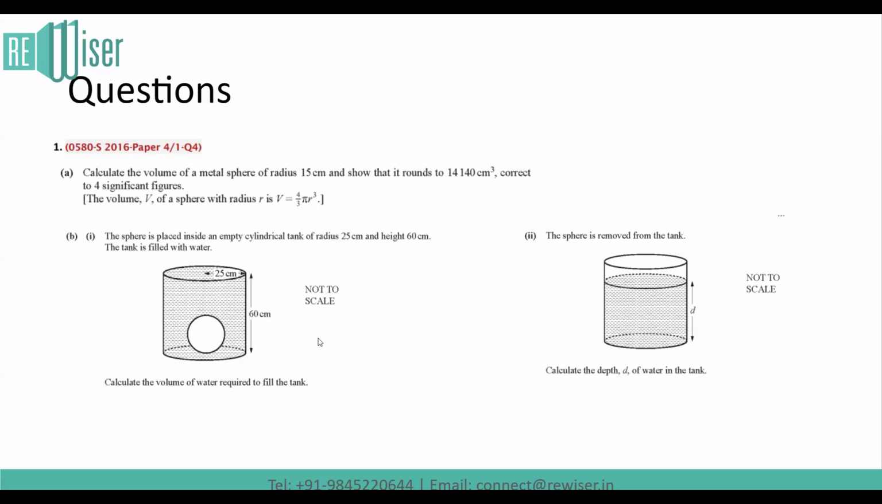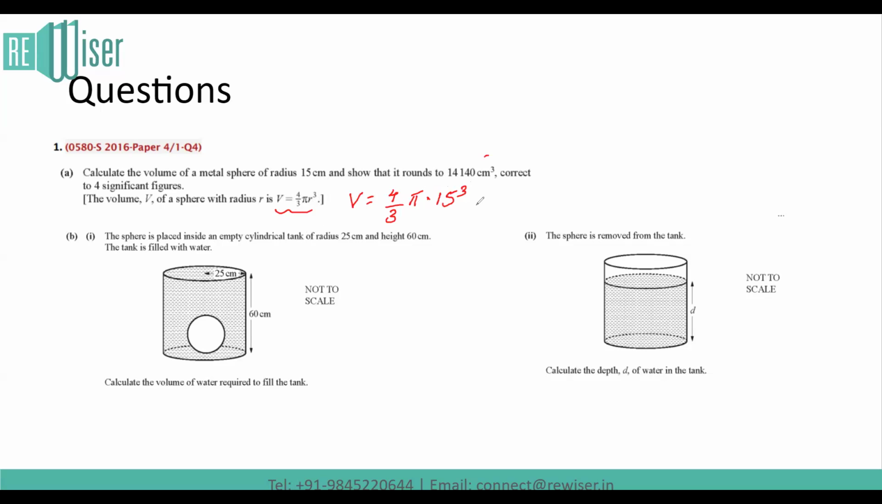Volume of a metal sphere of radius 15 centimeters. Show that it rounds up to this. And we need to find the volume of the sphere. The formula they have mentioned is 4 by 3 into pi r cube. This is the volume of sphere formula. And the radius here is 15. So volume is equal to 4 by 3 into pi into the radius cube, which is nothing but 15 cube. And this is something that we have to put in the calculator and solve.